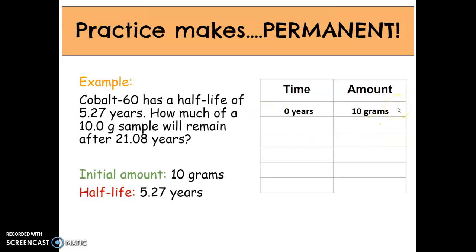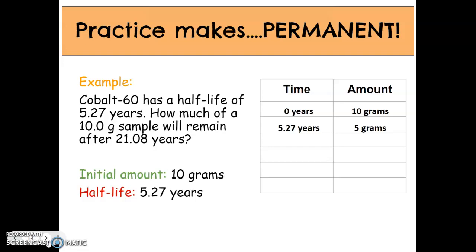And on the right, for our sample, because it's decaying, we're going to divide by 2. So on our left-hand side, we have 5.27 years. This is one half-life event. So from 0 to 5.27, we've got one half-life event. And here we're going to do 10 divided by 2. So that gives us 5 grams.